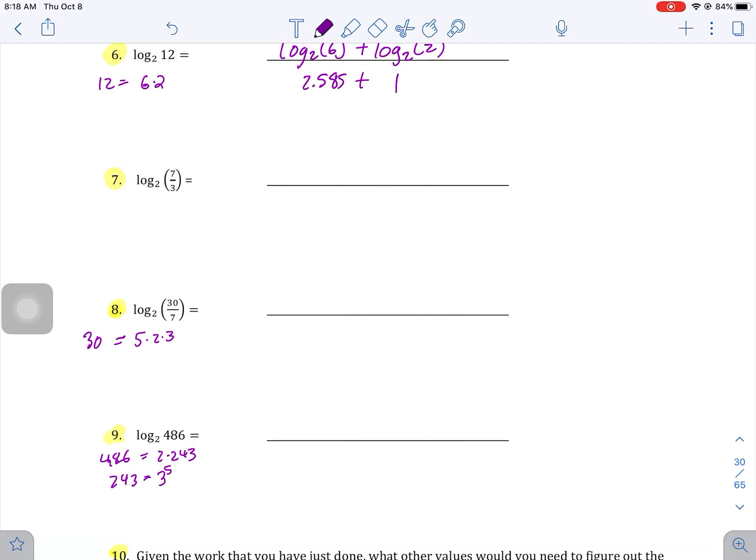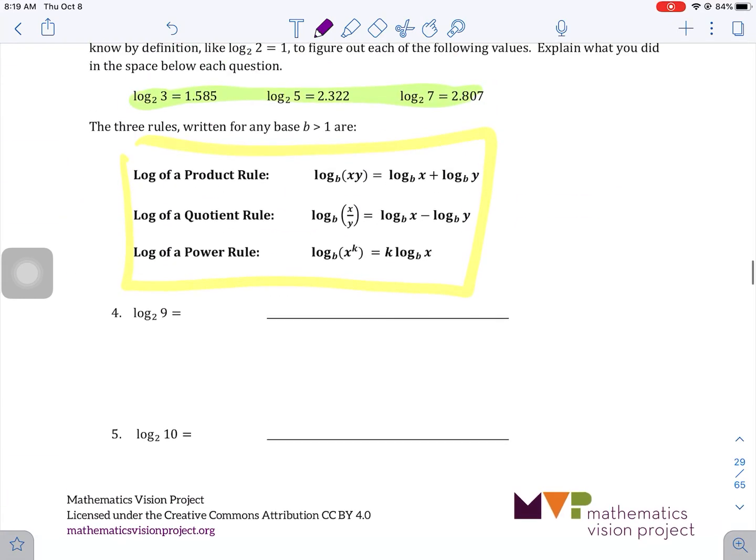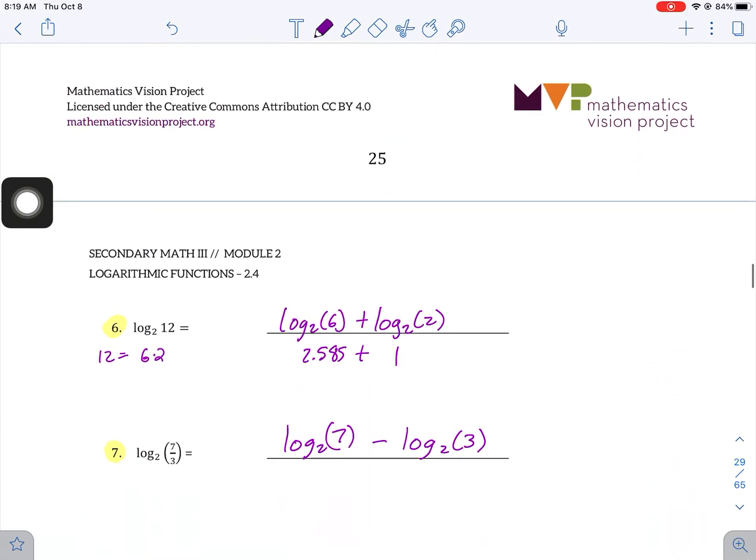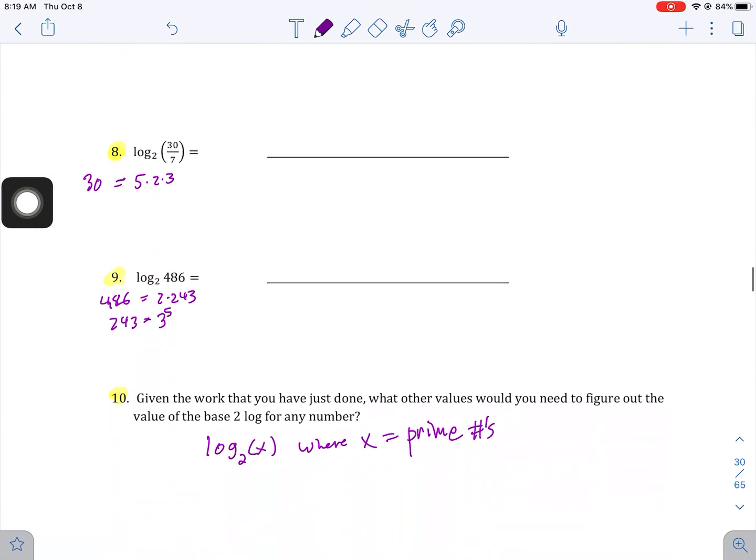Log base 2 of 7/3, we can use the quotient rule. So that would be log base 2 of 7 minus log base 2 of 3. And by the way, sometimes you see the logs written where the argument, like the 7, is not in parentheses. That's okay. I usually put that in there just to make it easier to read, but it's optional. And then I can just use the estimates here to subtract and come up with an estimate.